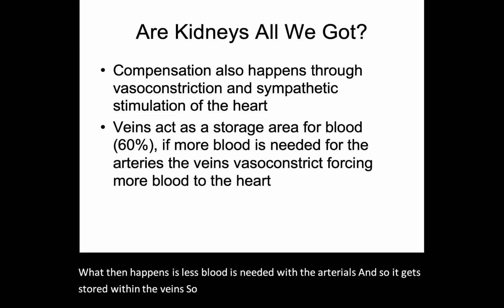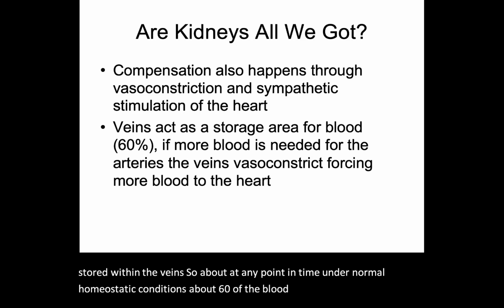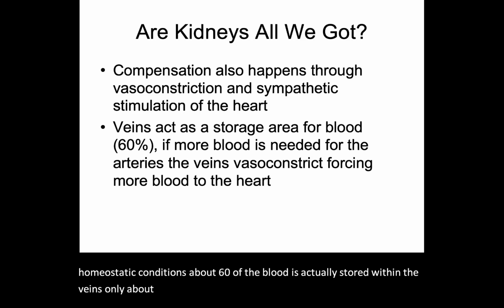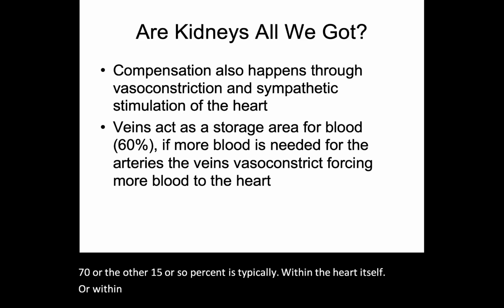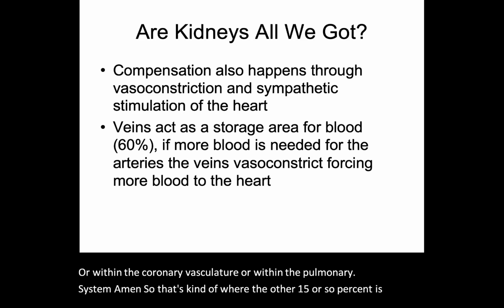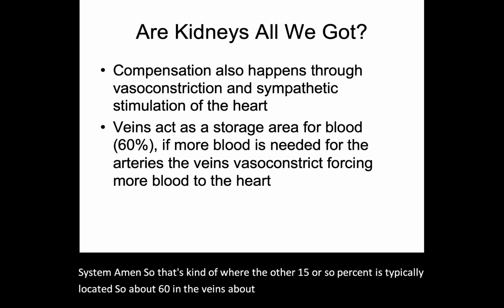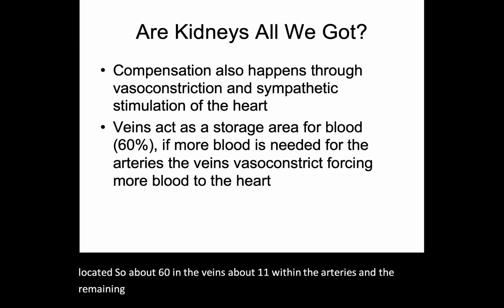So at any point in time, under normal homeostatic conditions, about 60% of the blood is actually stored within the veins. Only about 11% is really found within the arterioles, and the other 15 or so percent is typically within the heart itself, or within the coronary vasculature, or within the pulmonary system. So about 60% in the veins, about 11% within the arteries, and the remaining 15 to 19% is tied up within the coronary and pulmonary systems.